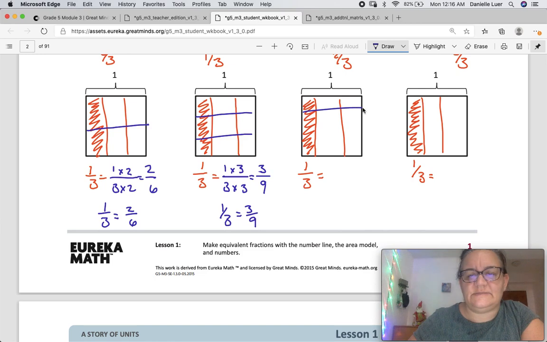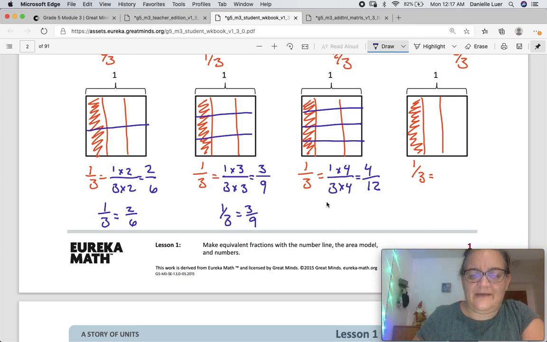Okay, let's do this by 4. 1/3. Now I've got 1, 2, 3, 4 out of 1, 2, 3, up to 12. 1/3 times 4 on the top, 4 on the bottom. 1 times 4 is 4. 3 times 4 is 12. Now I've got 1/3 equals 4/12.